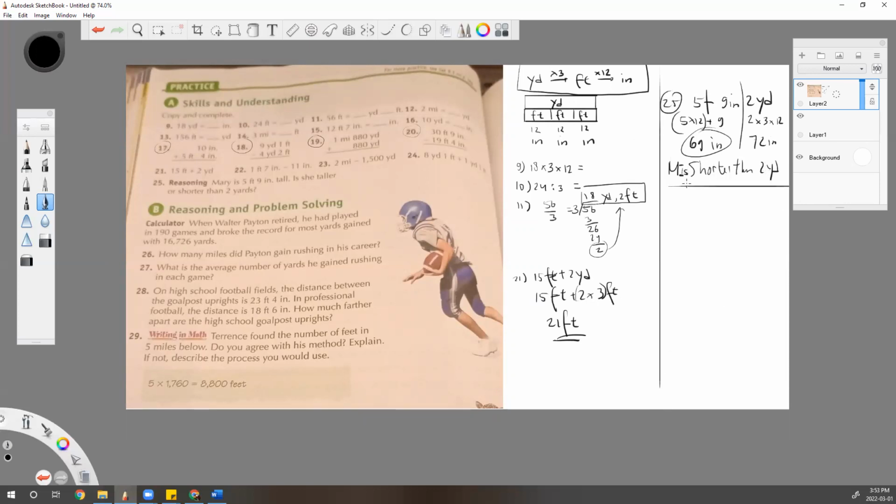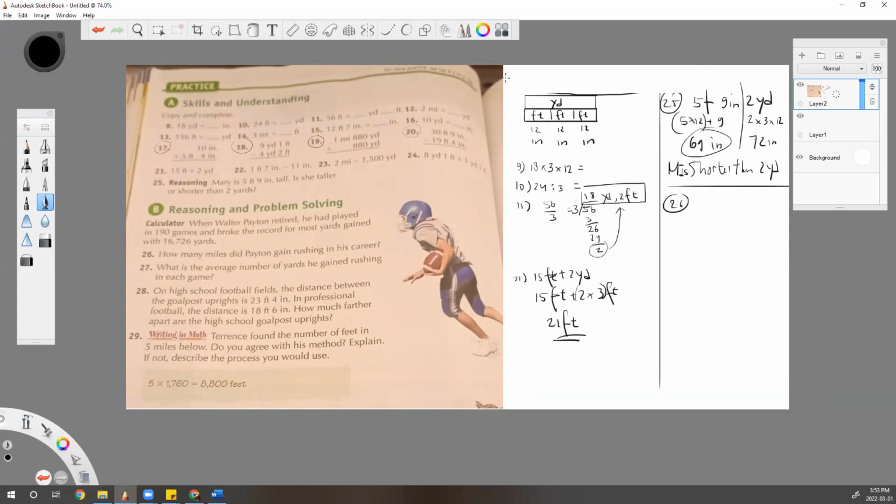Piece of cake, right? Now, when Walter Payton retired, he had played in 190 games and broke the record for most yards gained with 16,726 yards. How many miles did Payton gain rushing in his career? So I forgot to put times by. From miles to yards, you have to multiply with 1,760. So 1 mile. So I have to put this better. Wait, I need to delete this.